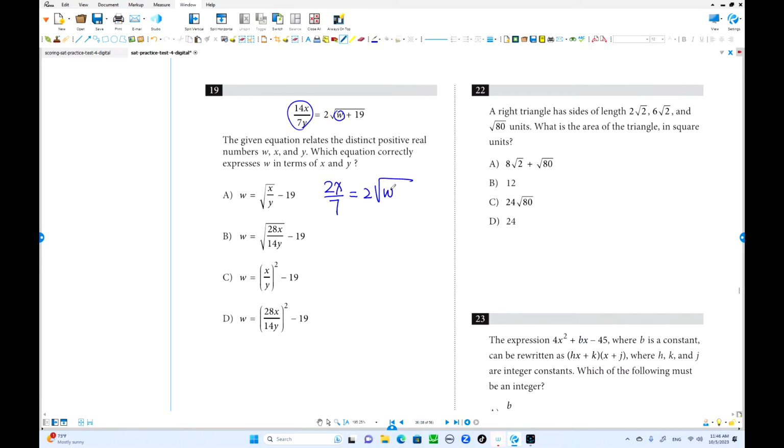2, W plus 19 divided by 2 again. This is out, okay? This is out. I'm sorry, this is y. This is out. So x over y, so make a square. X over y squared equals what? W plus 19. What is W? Minus 19 there, okay? So x squared over y squared minus 19. Okay, this is correct, okay?